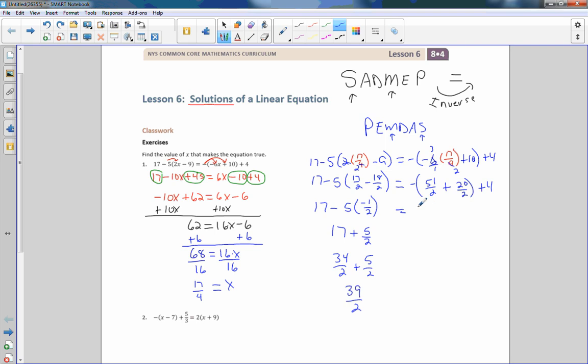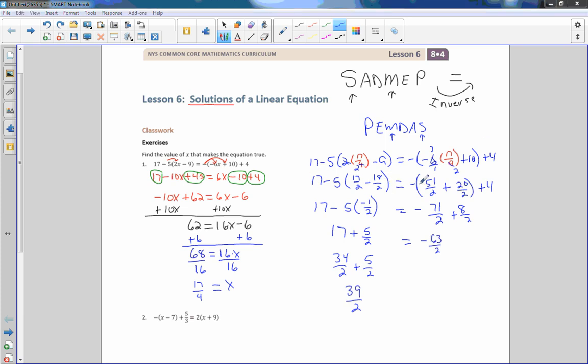So that's going to equal a negative 51 plus 20 is 71 over 2, plus 4, which is 8 over 2. Okay. And when I subtract 71 halves from 8 halves, I get negative... something's not looking right. 63 halves. These should be the same. They didn't come out the same.